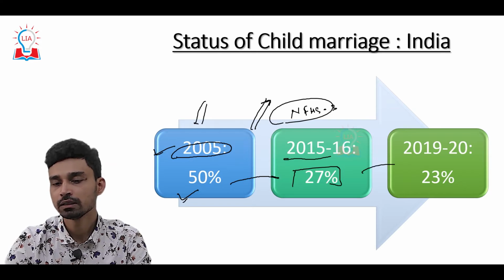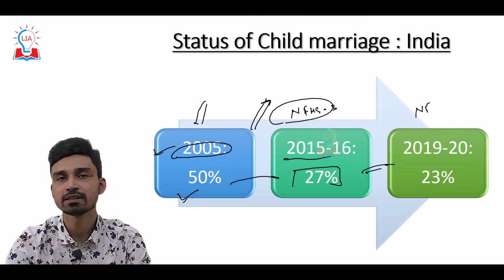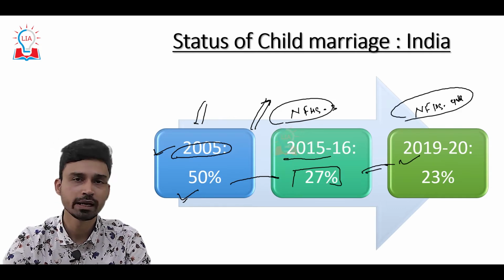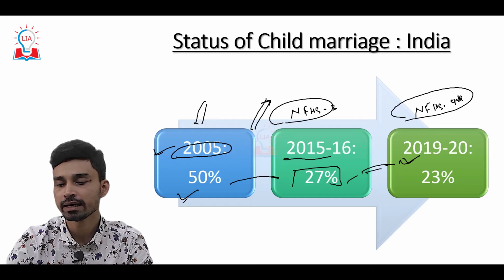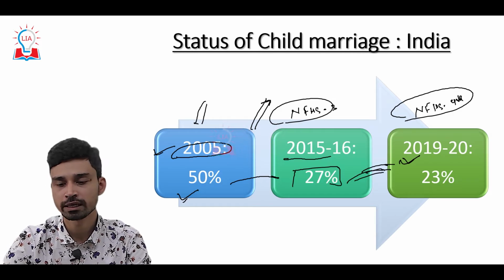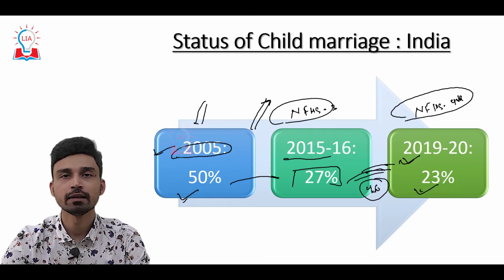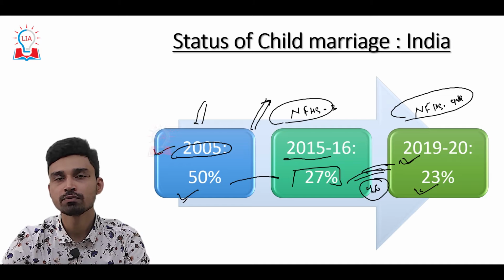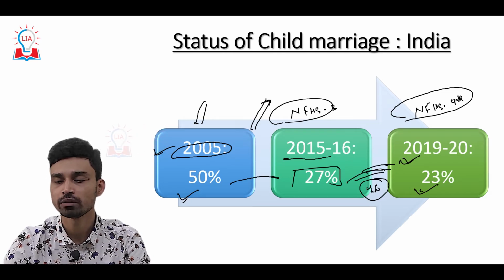Further, when the NFHS fourth round, the National Family Health Survey, was conducted in the year 2019-20, it was found that the decline happened again, but not to such a great degree, only a very poor extent of almost 4%. As of now, the total percentage of girls in India marrying below 18 years of age is somewhere around 23%.